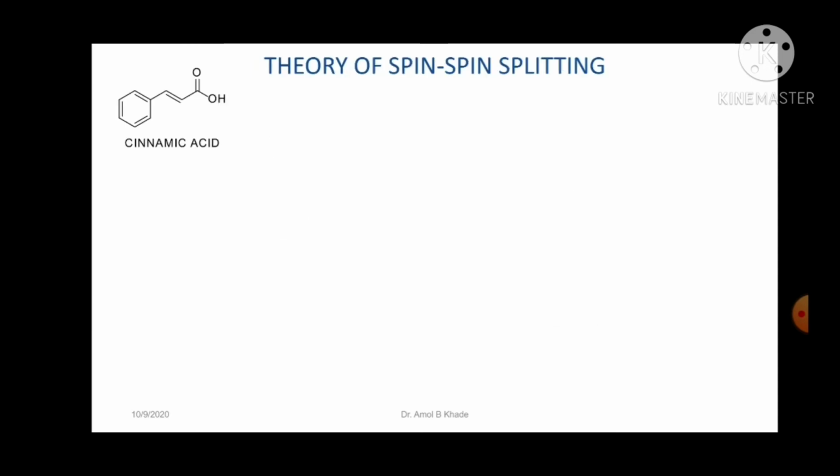Then next is the theory of spin splitting, which is also called spin coupling. Here I have given an example of cinnamic acid. So how many signals do we expect for this cinnamic acid?